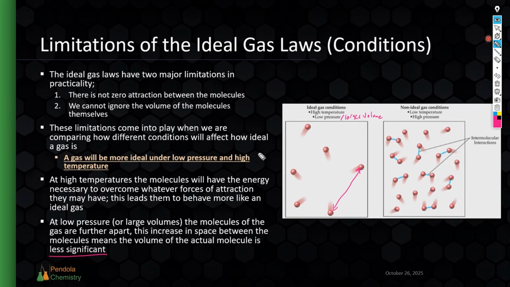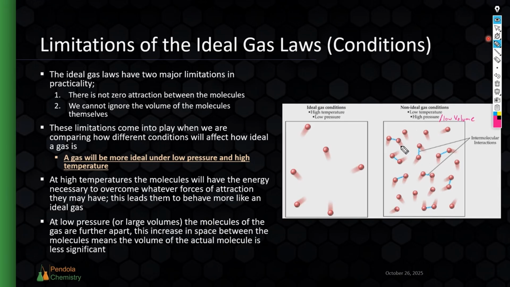And the less attraction there is, the more ideal a molecule is. So the forces of attraction are closer to zero when we're looking at a much larger space between molecules, meaning when we're looking at larger volume or lower pressure. If we're looking at the opposite here, at low temperatures and high pressure, or low volume, depending on which way we see this.